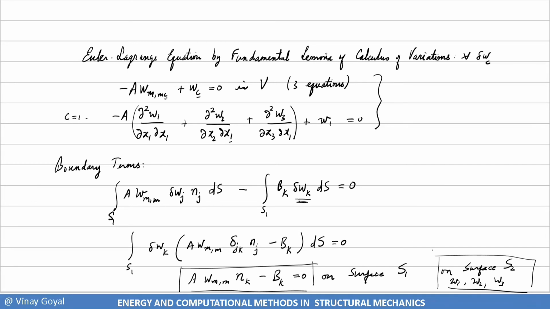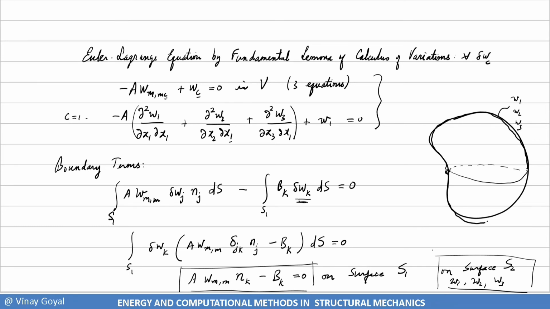To answer the question, you have a volume of material. And for the volume of material, there will be physical problems where part of the surface will have, you'll specify what the value of W is. And then the rest of the surface, you don't specify. So very similar to the beam problem, right?